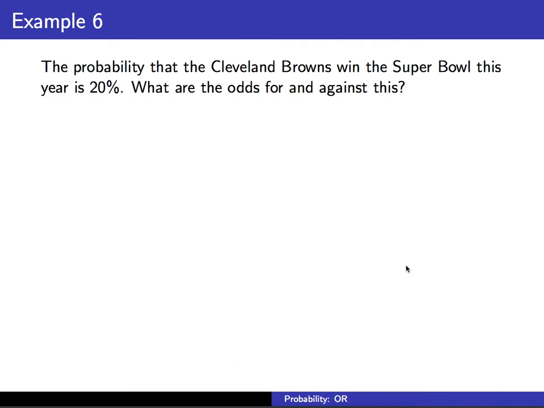So example 6: the probability that the Cleveland Browns win the Super Bowl this year is 20%. That's my story and I'm sticking to it. What are the odds for this and the odds against this?